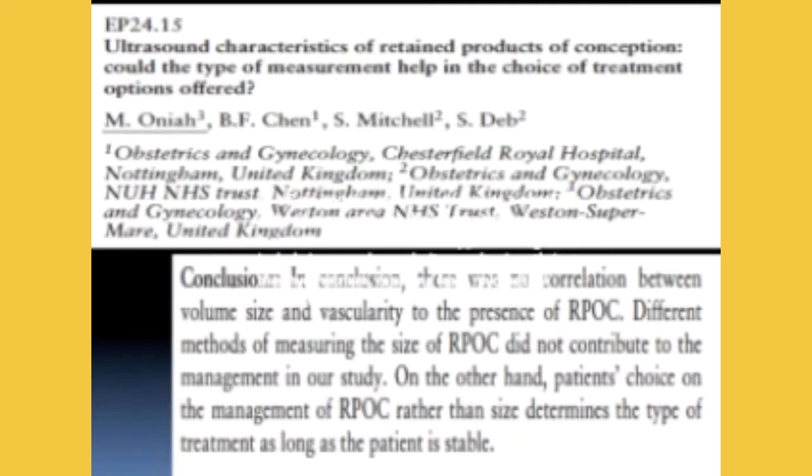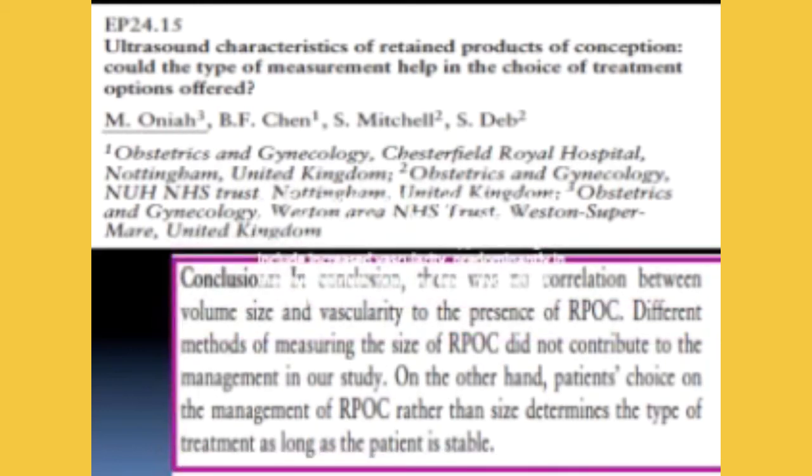And one of these papers, published as late as 2017 in Vienna, Austria, made all the earlier concepts go to the toss, when they published that there was no correlation between the volume, size and vascularity to the presence of RPOC, and different methods of measuring the RPOC did not contribute to the management in their study. So all these are very confusing. So we have to make our own practical guidelines and follow them in our practice.